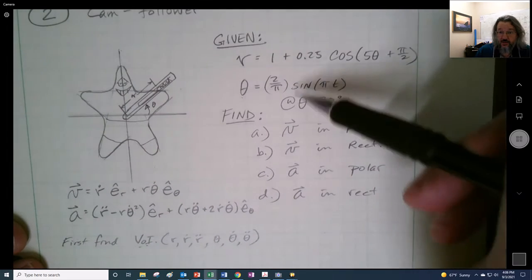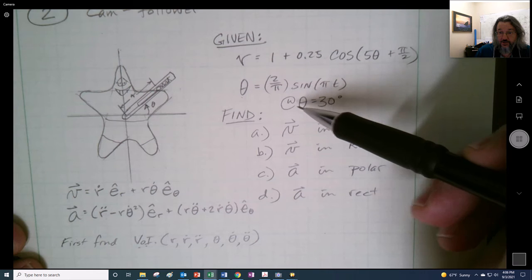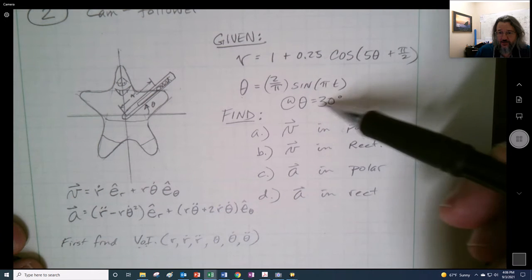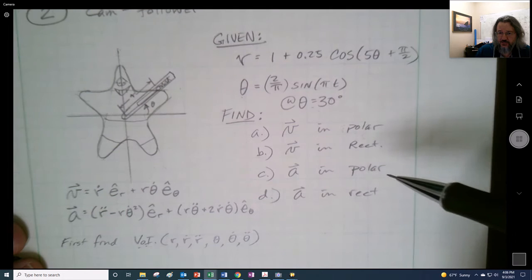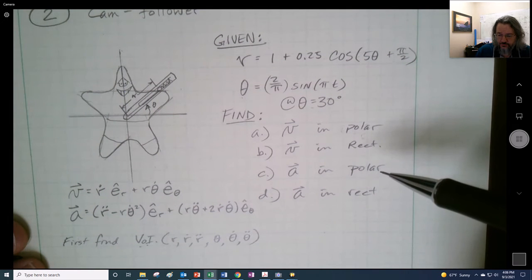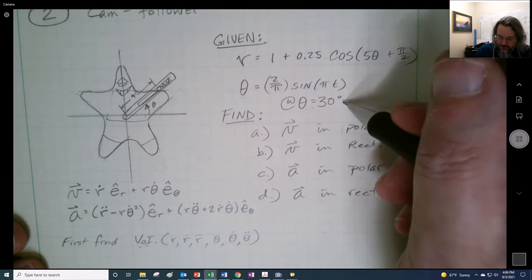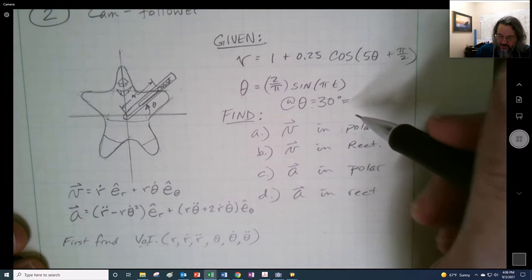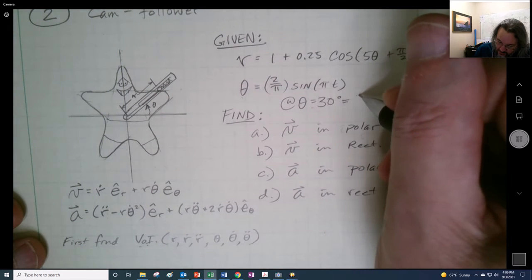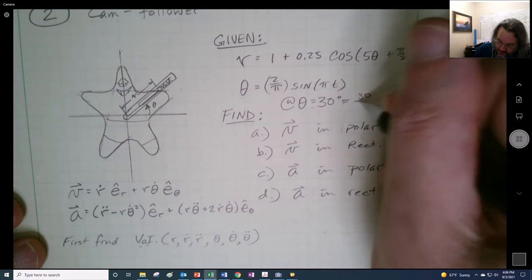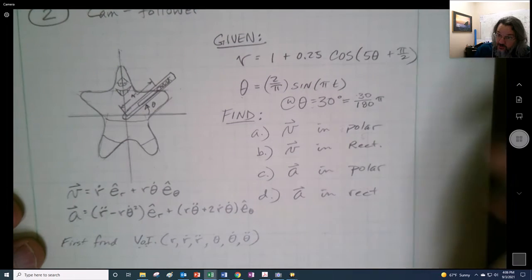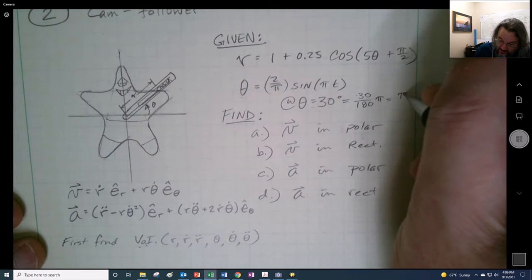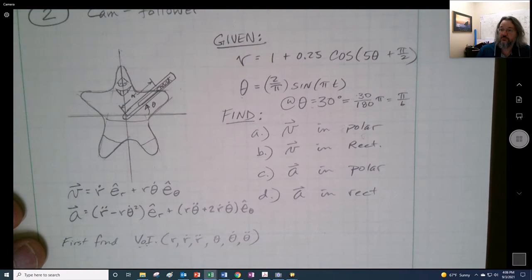If we look back at this problem right here, we're given an angle. Of course, this is in degrees. Everything else uses radians, but this one happens to be in degrees. And if you convert this into radians, the best way to do that is to take 30 degrees, divide it by 180, and multiply it by pi, right? So we end up knowing that that's pi over 6.